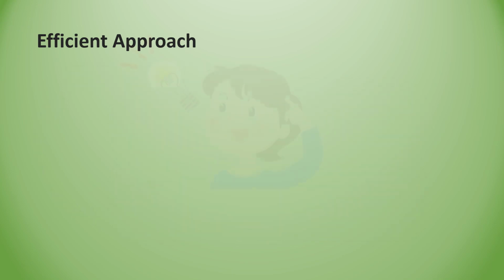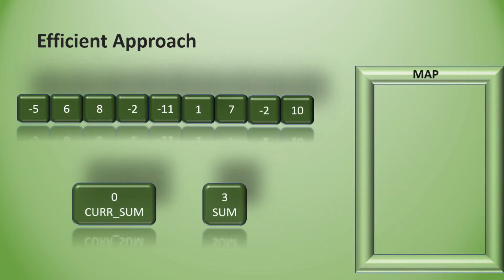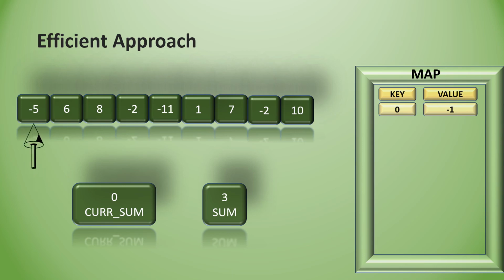The idea of the efficient approach is first we will create a hash map in which we will store the prefix sum as key and the index as value. First add 0 and -1 in the hash map. You will get to know soon why we are doing this. Now start traversing the array from the 0th index. Add the element to the current sum. After that, check for current sum minus sum in the key field. Why are we checking for current sum minus sum?